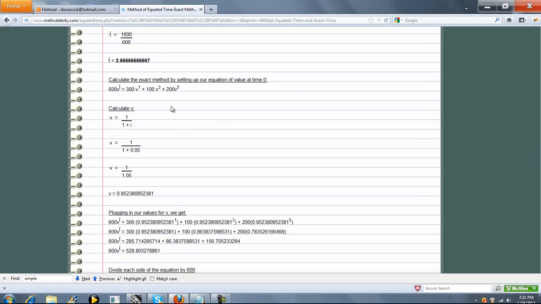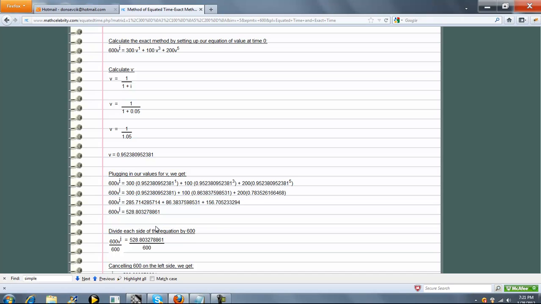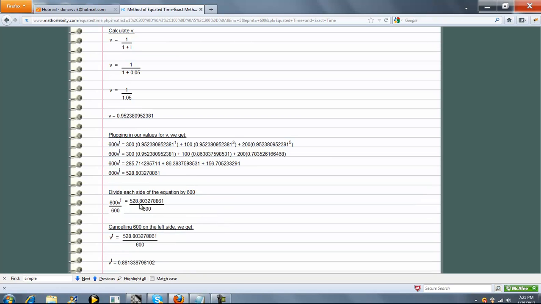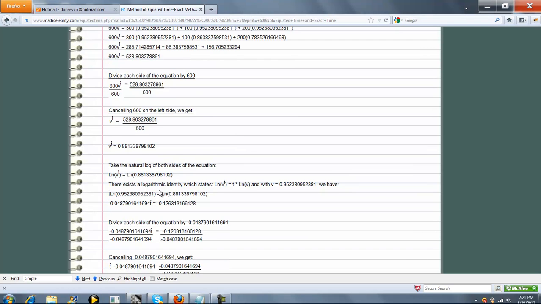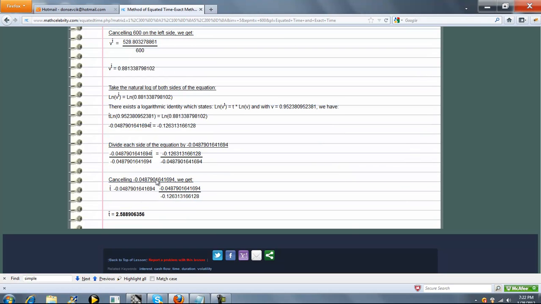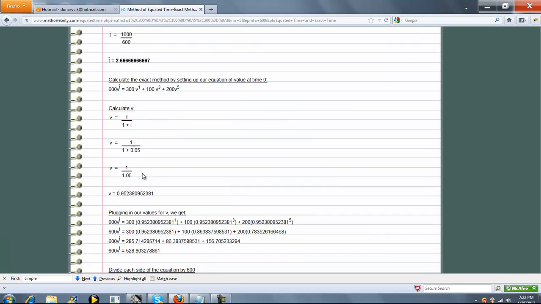Now, for exact time, we set up an equation of value. We discount everything back to time 0. So 600 times v raised to some t that we don't know yet is equivalent to this. We calculate v, plug in our values. Now, we've got this equation here. We're going to isolate v raised to the t. When we do that, we take the natural log of each side, simplify, isolate, cancel, and we get exact t of 2.5889. As you can see, the exact t is lower than this t here.